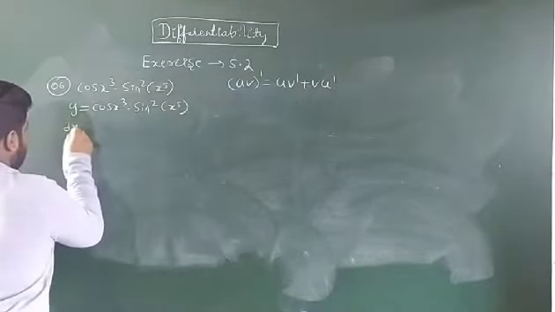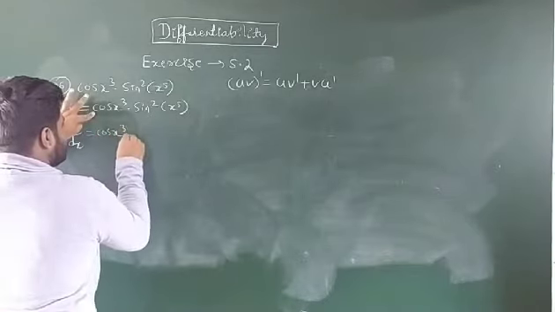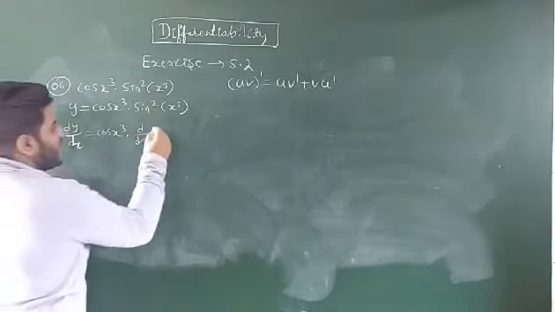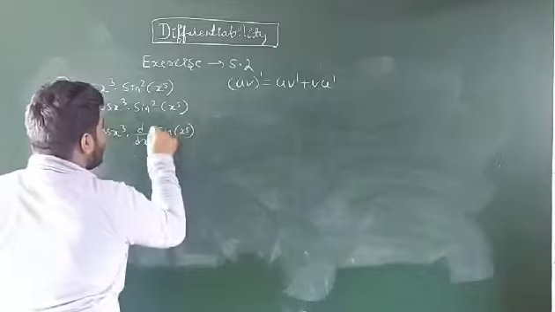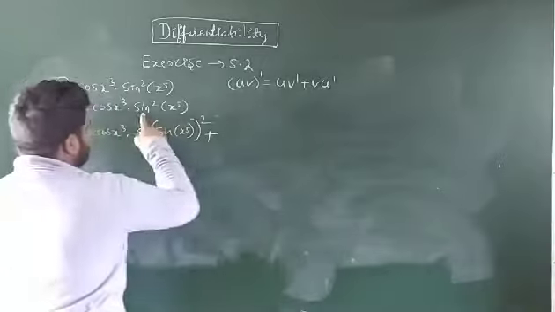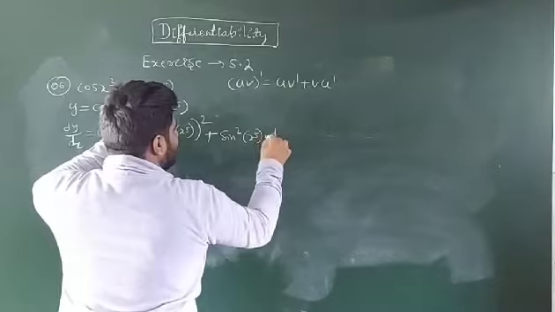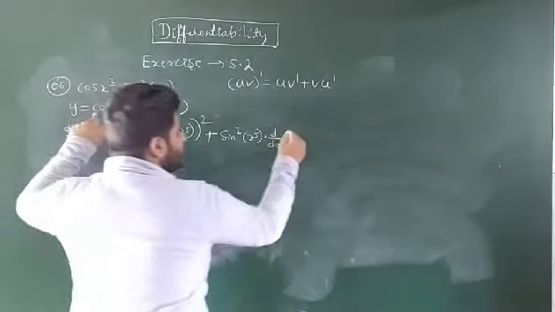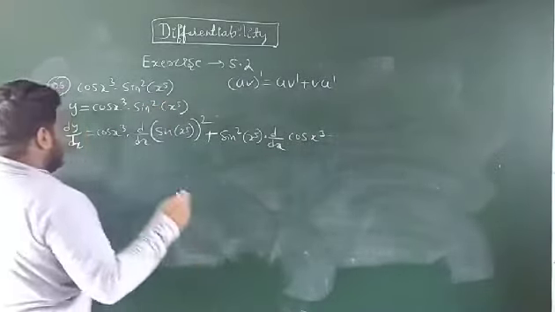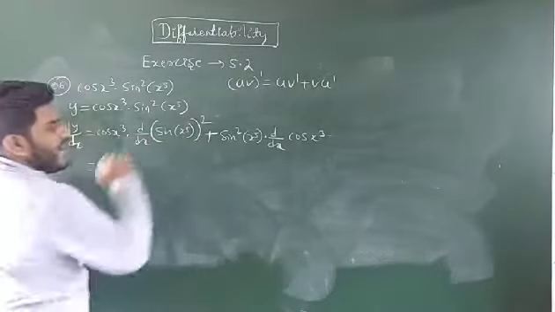Let us do now. dy by dx equal to first function as it is, cos x cube as it is, into differentiation of second. So dy dx of this sin square can be written as sin x raised to 5 whole square. Differentiation of second function, plus second function as it is, sin square x raised to 5 as it is, into differentiation of first function. What is the first function? Cos x cube. This sin square can be written as whole square.